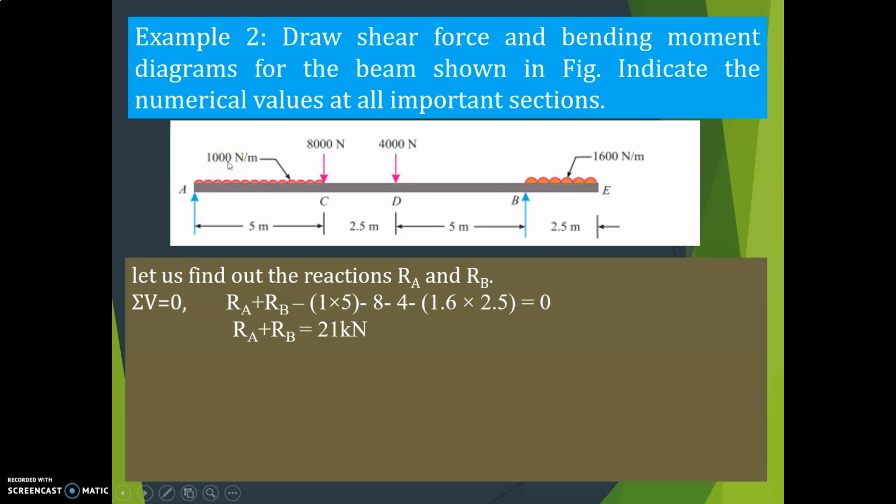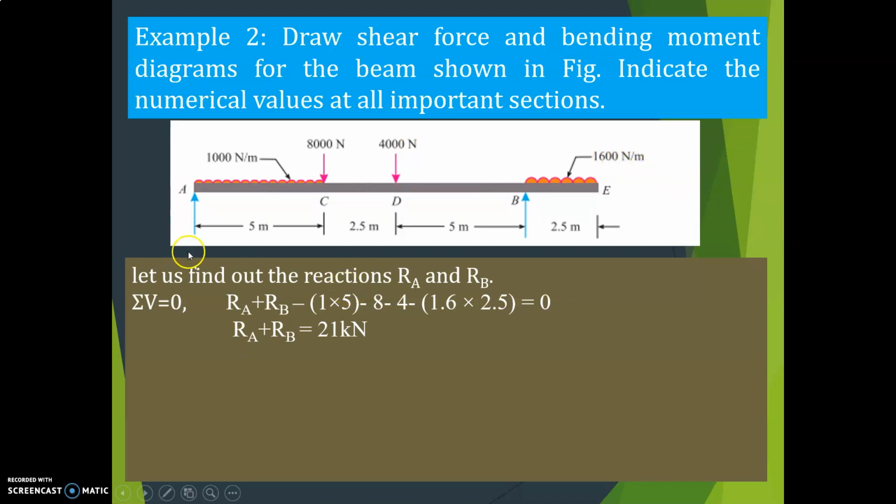For calculation, to make it easier, I have converted this into kilonewton. Now 1000 Newton per meter I have converted into 1 kilonewton per meter. Otherwise calculation is very difficult, and this 8000 Newton, convert into 8 kilonewton, and 1.6 kilonewton per meter.